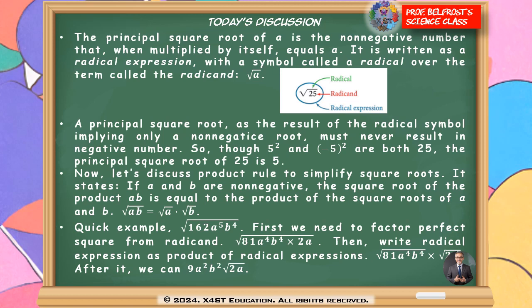Now let's discuss the product rule to simplify square roots. It states that if a and b are non-negative, the square root of the product ab is equal to the product of the square roots of a and b, which is square root of ab equals square root of a times square root of b. The quick example is like this. We have this expression, and we just need to factor the perfect square for the radicand, and then write the radical expression as a product of radical expressions. And we obtain 9 times a squared times b squared times square root of 2a.